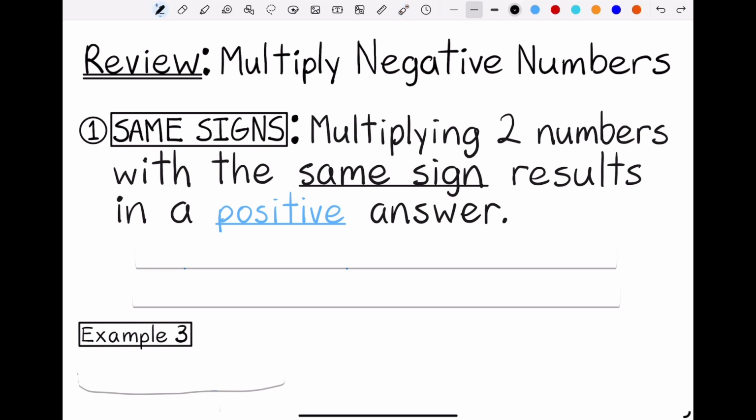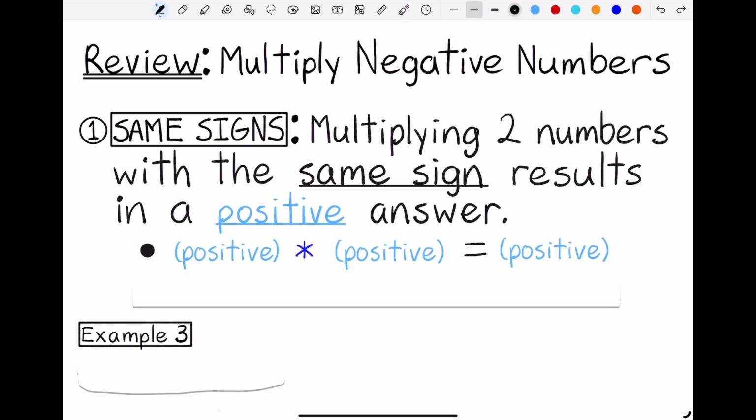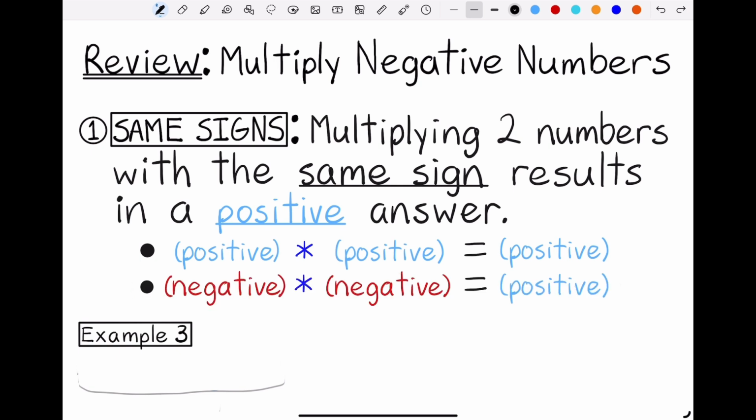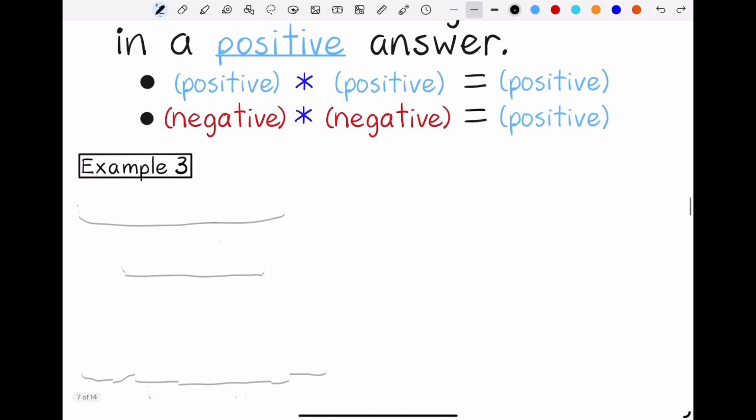The first case is positive times positive equals a positive answer. And the second mini case is negative times negative equals a positive answer again. So let's look at some examples that show these mini cases.